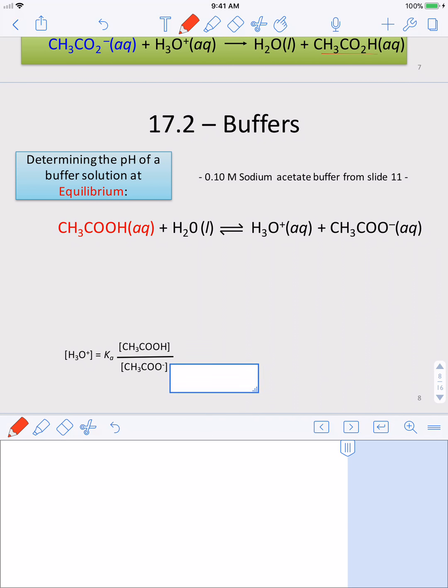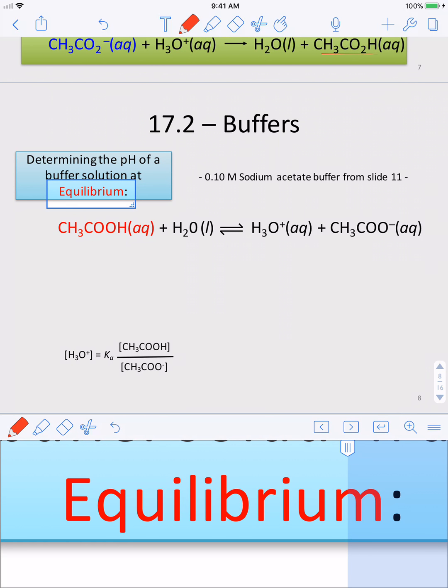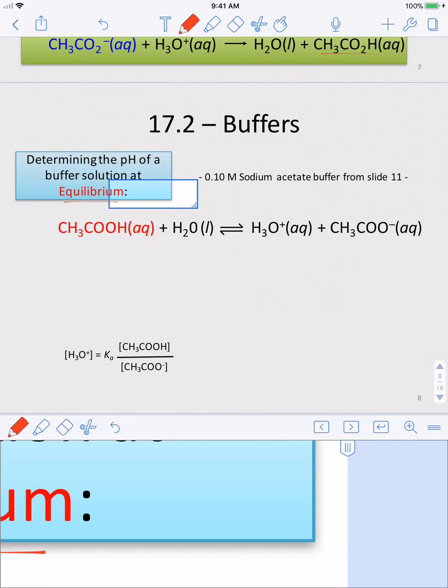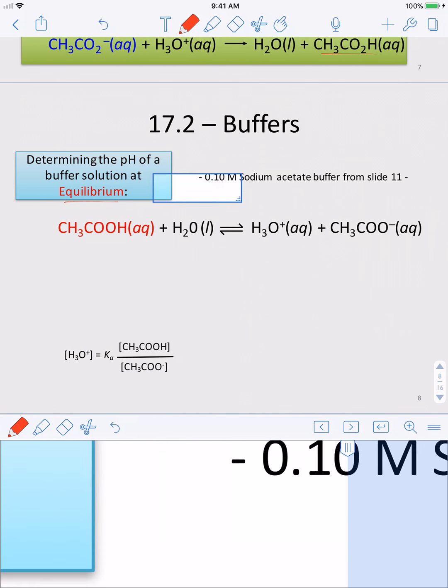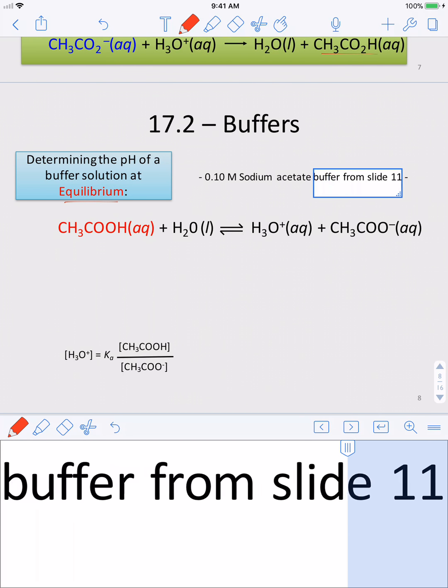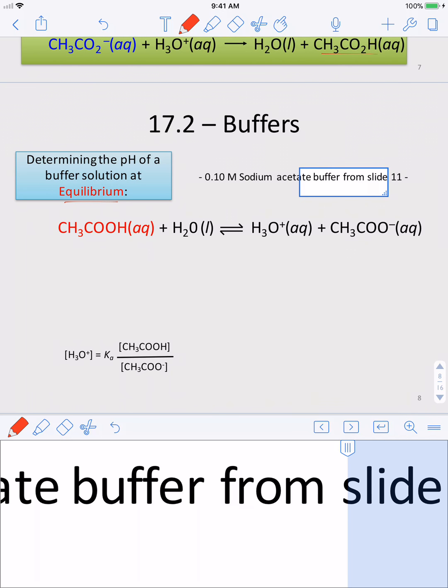All right, so let's look at some buffer calculations here. Determine the pH of a buffer at equilibrium. Okay, so here is an example. Again, remember these boxes kind of tell you what we're doing. We're going to make a 0.1 molar acetate buffer, and this is from slide 11. We already did this, right?